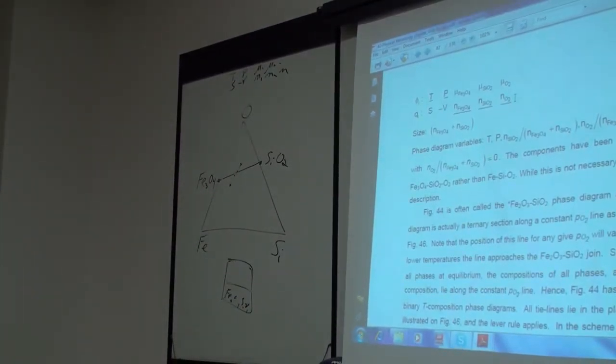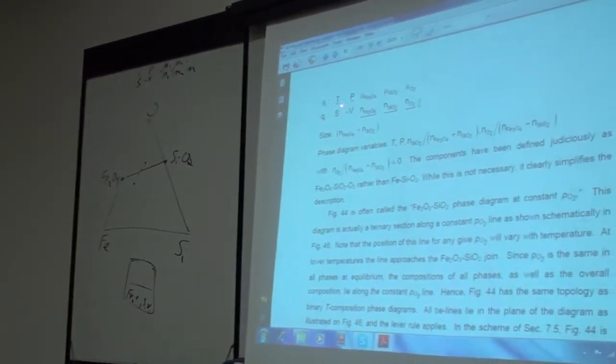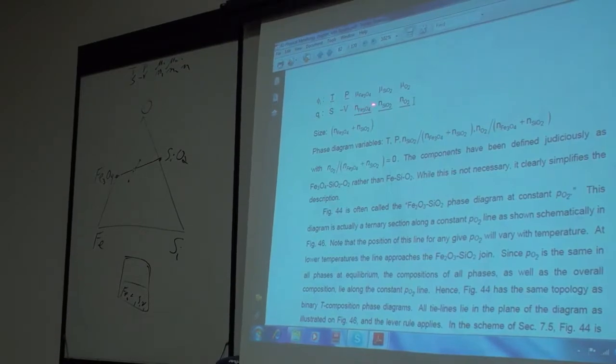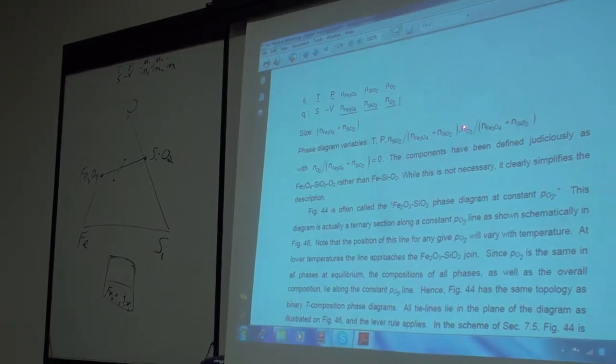For the phase diagram, I pick one variable from each pair underlined. I can define the size of the system as Fe3O4 plus N silica, which is basically what I put in the system to start with, and oxygen. My phase diagram variables are temperature, pressure, the ratio of silica over Fe3O4 plus silica, and the total number of moles of oxygen over Fe3O4 plus silica.